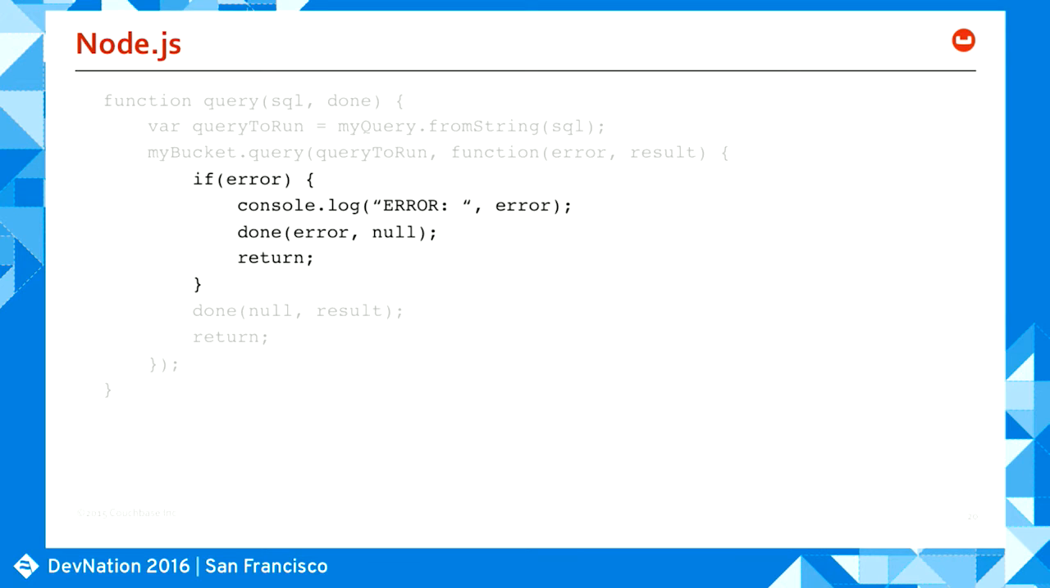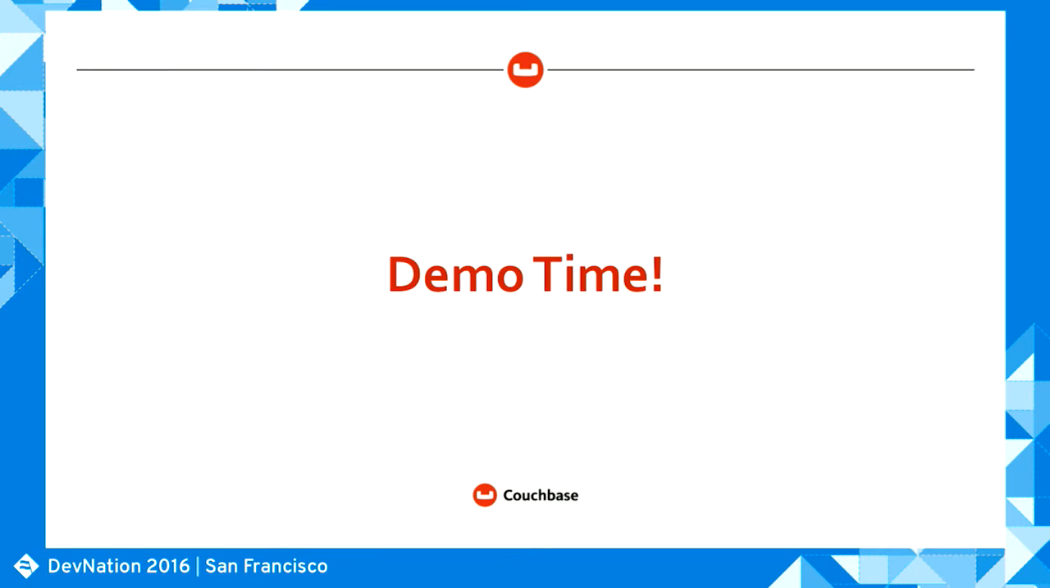If there was an error in this execution, in this case, we're printing an error to the logs, we're responding to that passed-in done callback saying that there was an error, and we're breaking out of this function. Otherwise, if it was successful, we can return that there was a success, whatever that result might be, and exit out. So I do have a demo right now.